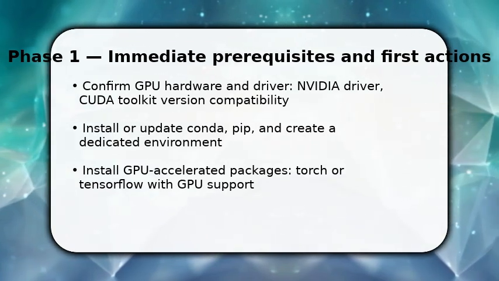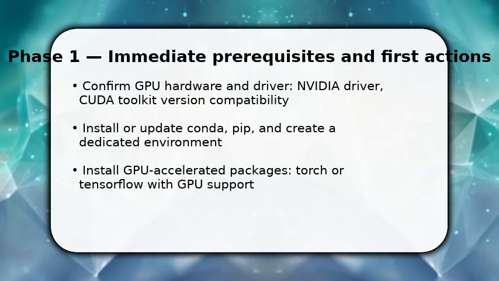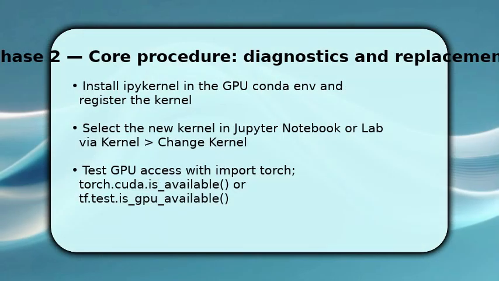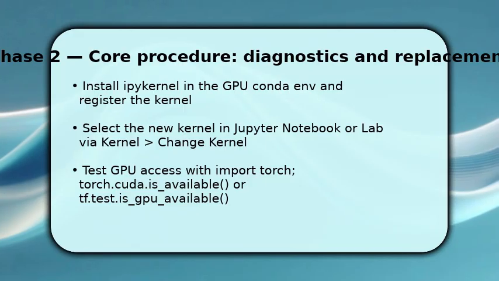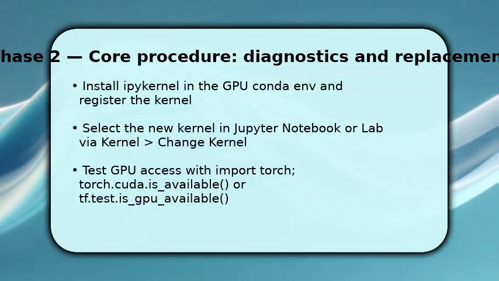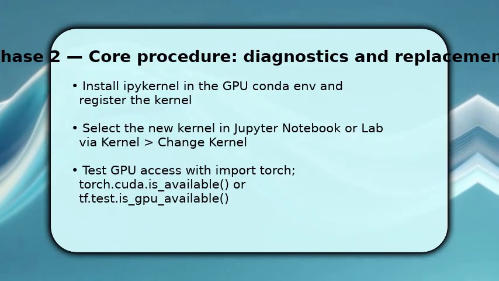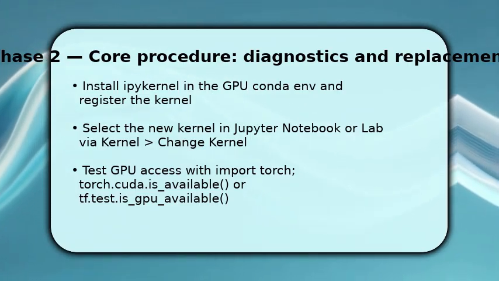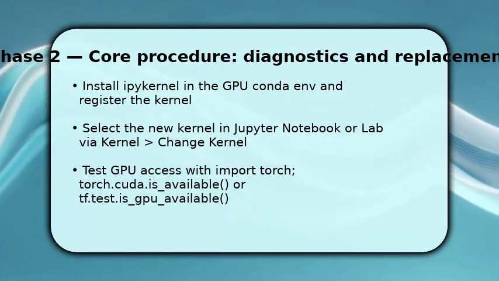Once the environment has GPU packages, install ipykernel and register the environment as a Jupyter kernel. Run python -m ipykernel install --user --name=env-gpu. Then open your notebook, go to Kernel, and select that new kernel. This ensures the notebook runs in the GPU-enabled environment.